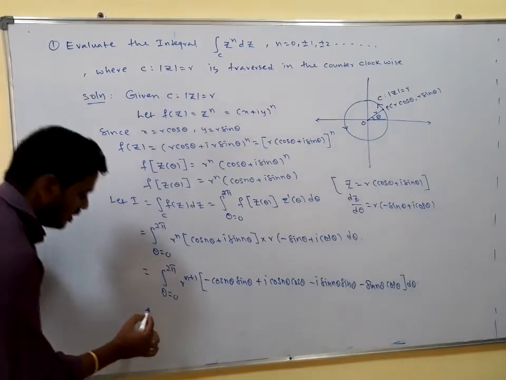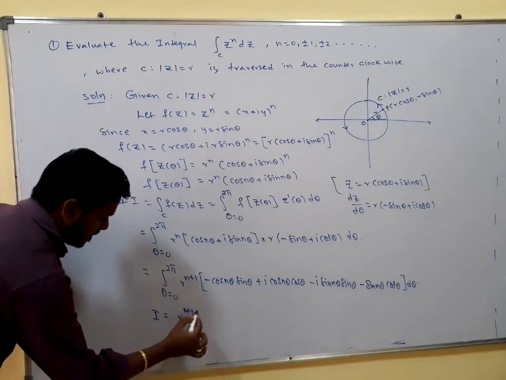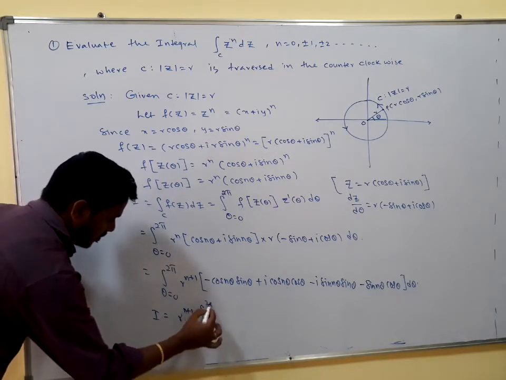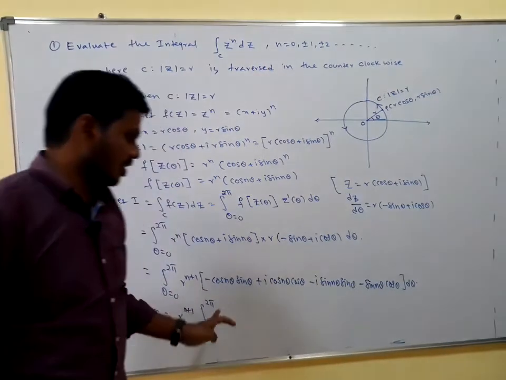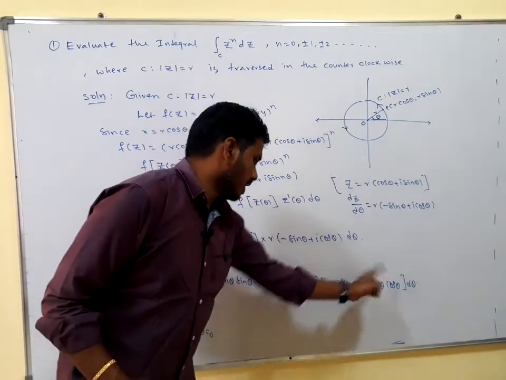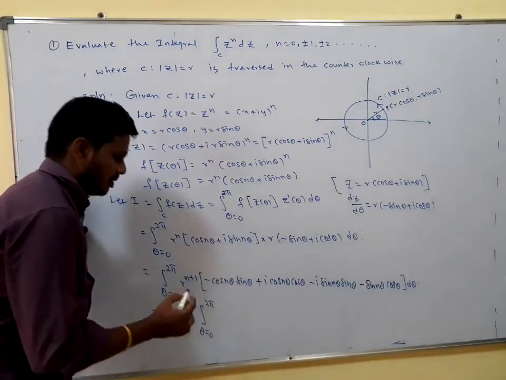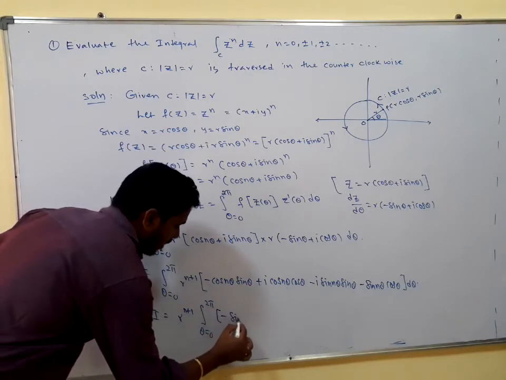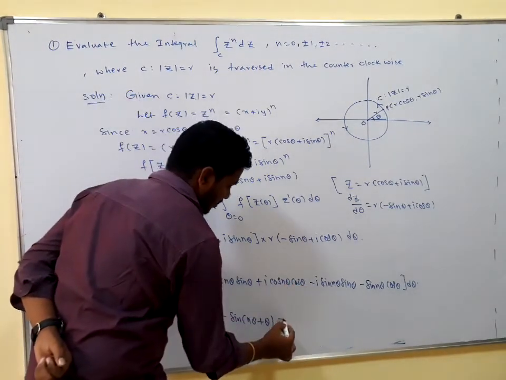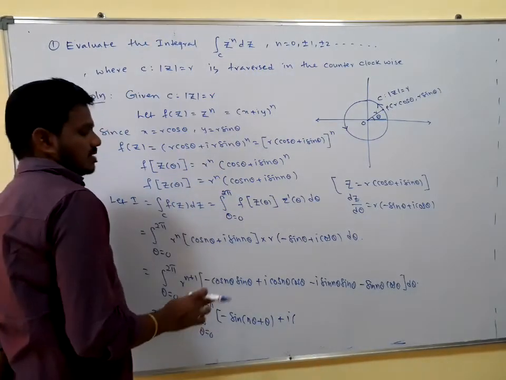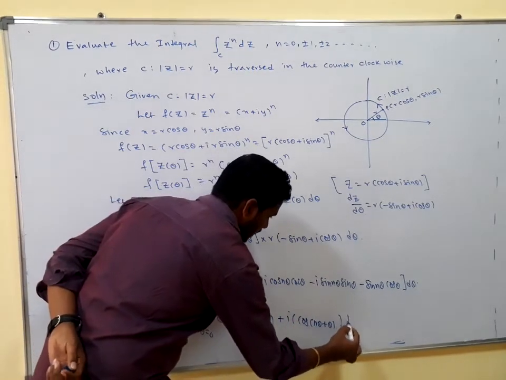This can be written as I equal to r to the power of n plus 1, which is independent of theta, theta from 0 to 2 pi. If you take minus common in these two terms, cos n theta sin theta minus sin n theta cos theta, it is in the form of sin n theta cos theta plus cos n theta sin theta, that is sin a cos b plus cos a sin b, sin of a plus b. So we can write it as minus sin of (n theta plus theta). Here if you take i common, the imaginary part, cos n theta cos theta minus sin n theta sin theta, cos a cos b minus sin a sin b, is cos of a plus b, that is cos of (n theta plus theta) d theta.